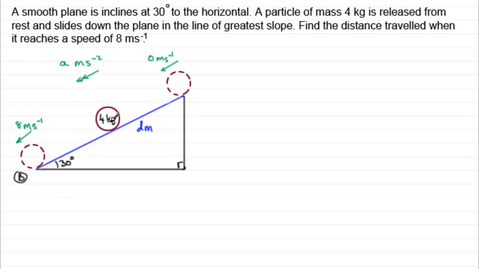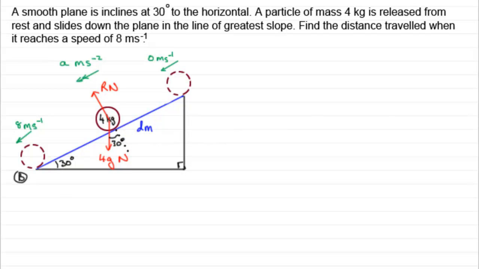So we need to put on, say, the weight, acting downwards, mg, 4g in this case, newtons. We'll have the normal contact force from the surface. We'll say that's r newtons. There's no friction, so there's no other forces involved. It'll also be a good idea to put a dotted line in here and mark in the angle in here as 30 degrees, same as the plane.